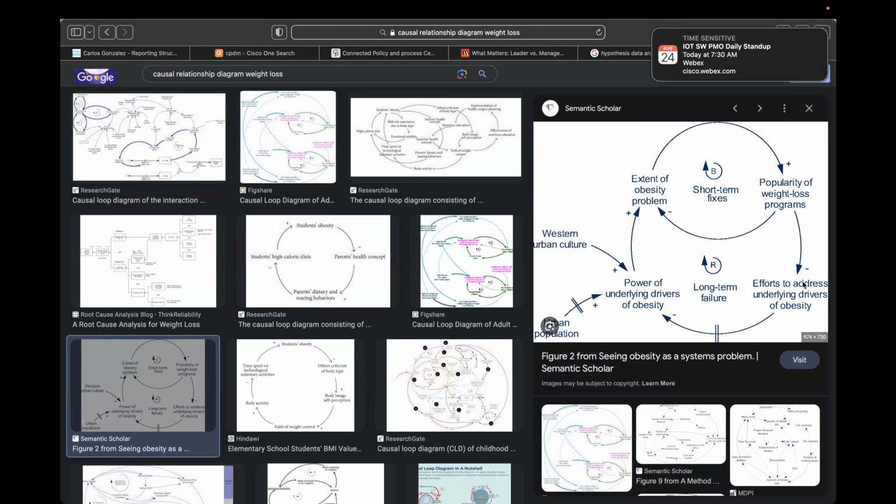Let's look at the bottom part here, right? You see an arrow going from popularity of weight loss programs, a negative sign, and it says efforts to address underlying drivers of obesity. And this is important. Basically, what you're seeing here is, hey, the more weight loss programs there are, the more we don't address the root causes of obesity.